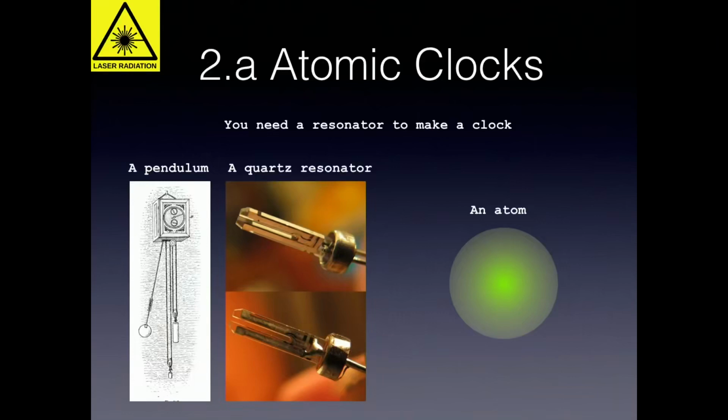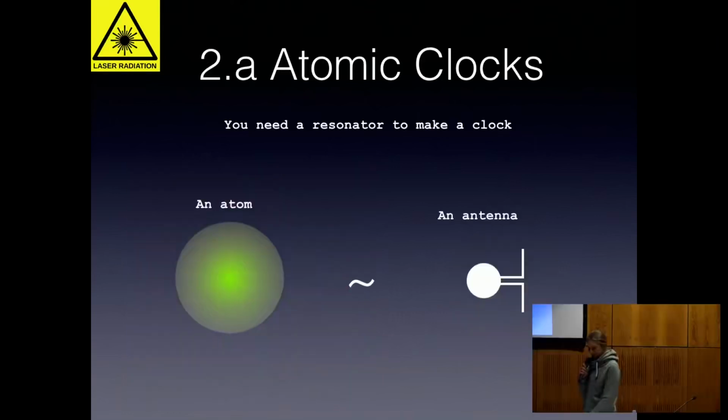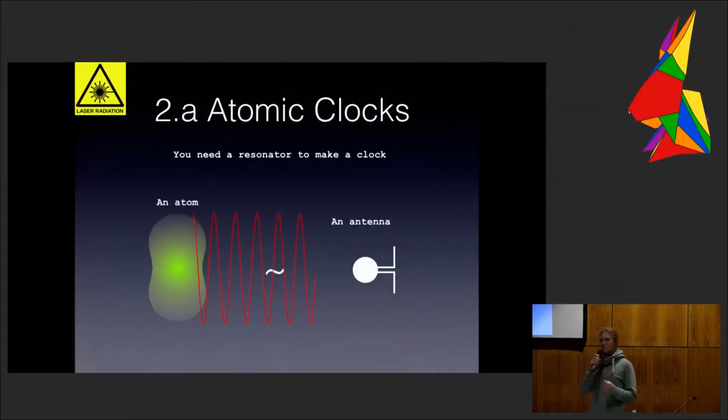And then you can take an atom, and an atom is also some sort of resonator. If you take an antenna and you throw some resonant wave, a wave that's resonant with the antenna, then you get an output. With the atom, it's more or less the same. If you hit the resonance, then the wave that you're sending in will be absorbed. And that's a signal that you can monitor. This is something that you can measure very accurately.